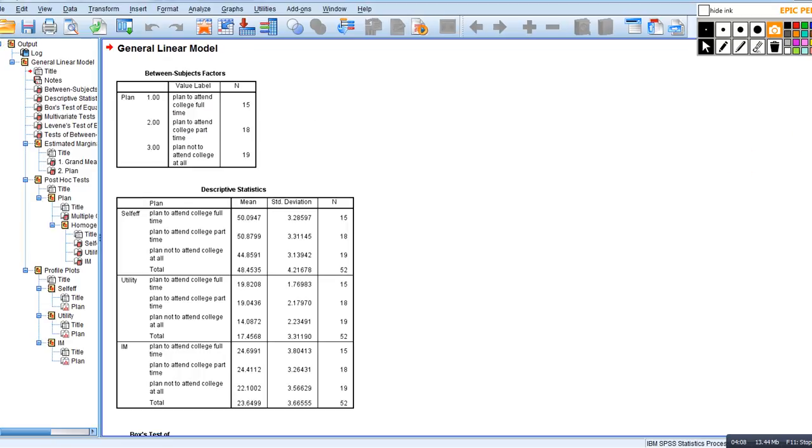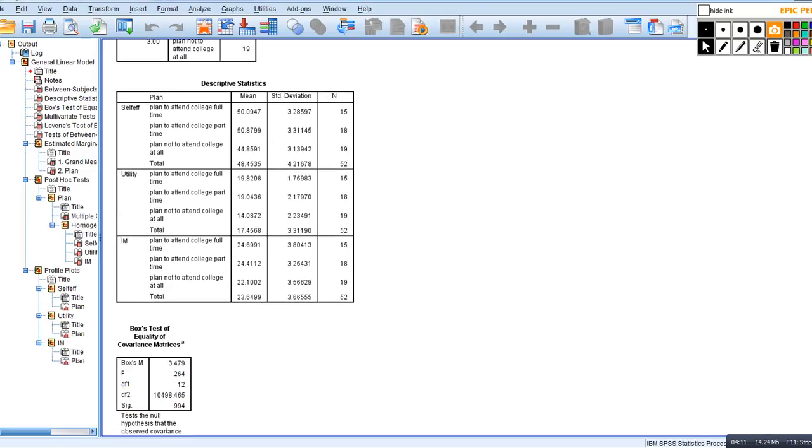So as you can see, we've got all of this information right here. These are the descriptives. You have your means for each of your groups for each of your 3 variables. So you can see that on academic self-efficacy, really there were no real differences between those who plan to attend college full-time and those who plan to attend part-time. But there was a difference, descriptively speaking, with those who plan not to attend, with those individuals scoring lowest on academic self-efficacy.